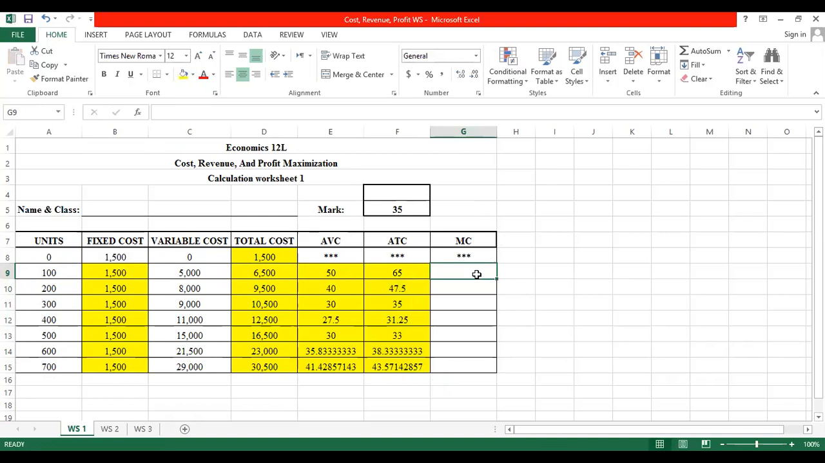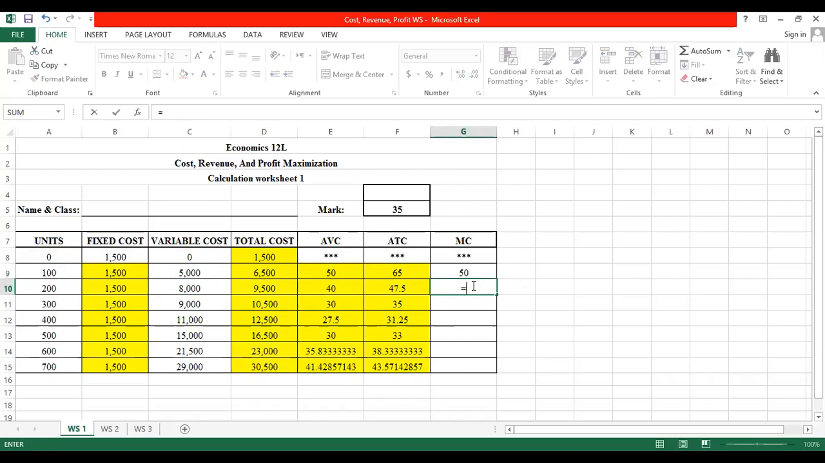Marginal cost. Marginal cost is your change in total cost over change in your quantity. And let's go, I'm using the formula. Equals, I open my brackets, I'm coming to my current total cost minus my previous total cost. I close my brackets, I divide, open my brackets, I'm going to my current quantity, which is 100, minus my previous quantity, which was 0. I close my brackets and I put enter. The number is ready. Let us repeat one more time.